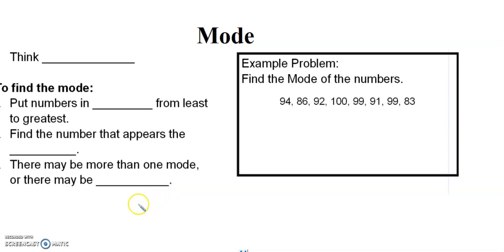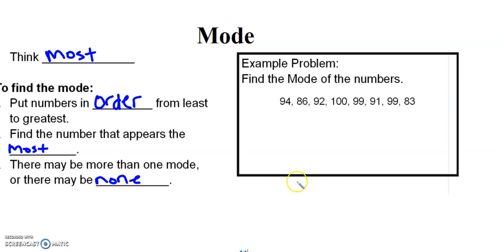Next, we're going to talk about mode. And when we talk about mode, we want to think most. So mode means most. To find the mode, you again need to have the numbers in order from least to greatest. If you just want to do this one time for every problem, you can use them in order from least to greatest for the entire problem. After you put them in order, you're going to find the number that appears the most. So it's the most common number. And it's important to know that there may be more than one mode, or there may be none. So you could have multiple, or maybe there aren't any, and that's okay.